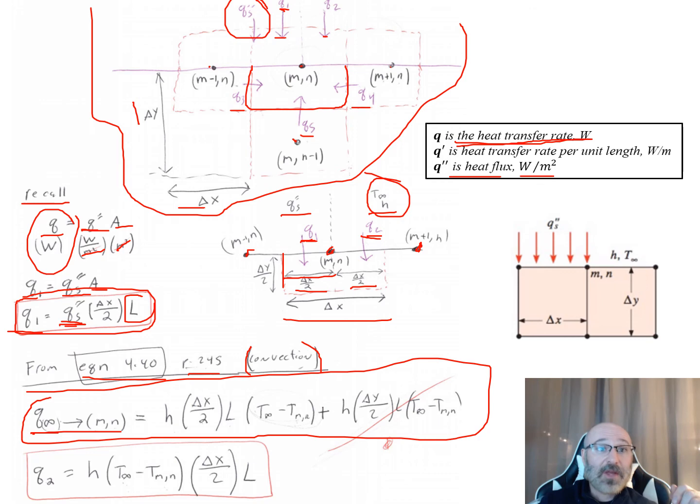So that heat rate right there is equal to our h value from this governing equation 4.40, times our delta x over 2, times our L distance, times our temperature difference of our surrounding temperature minus the temperature at the node, plus right here now we have our h value times our delta y over 2 times our L value times the temperature difference of surrounding temperature to our node m,n.